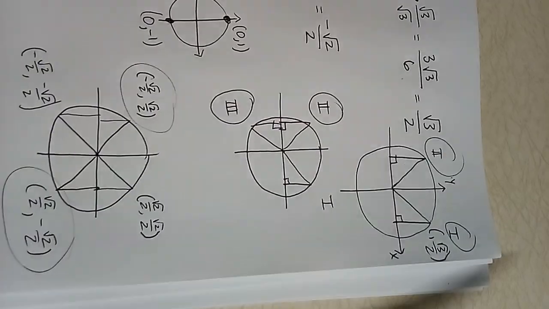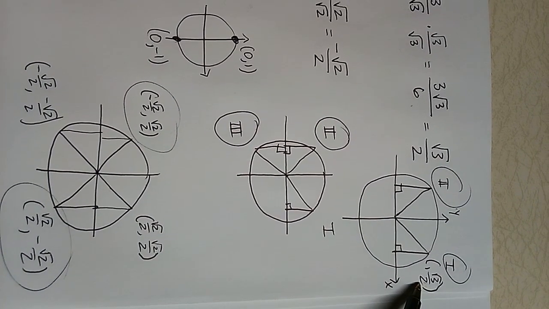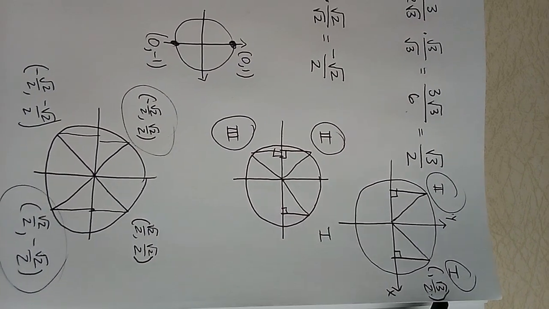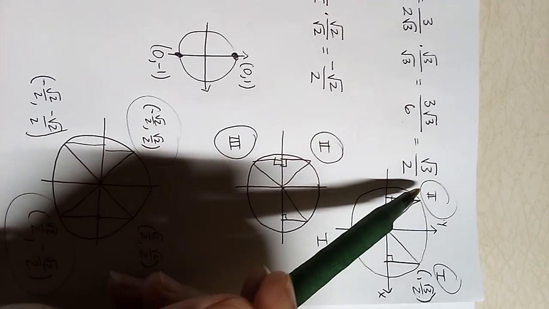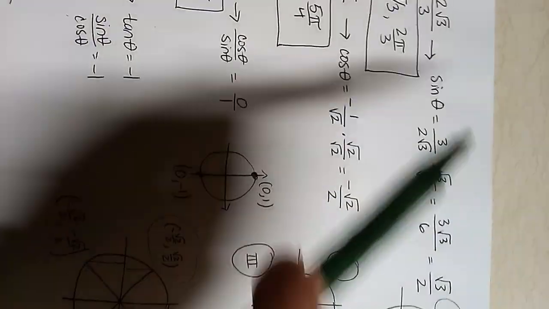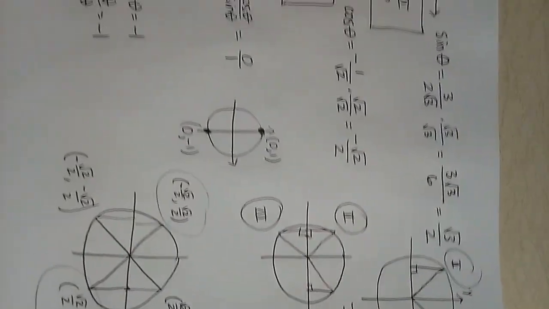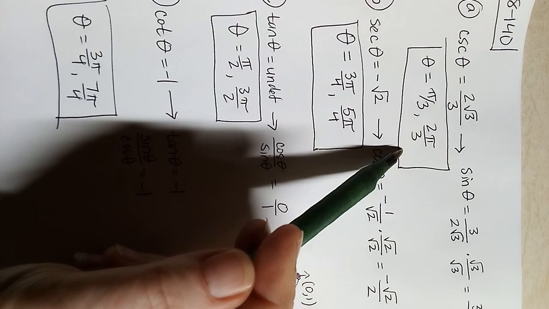I don't have a unit circle with me right now, but I can just sketch one. I see that in quadrant 1 and quadrant 2, that's where sine is root 3 over 2. So that's going to be my answer for letter A.